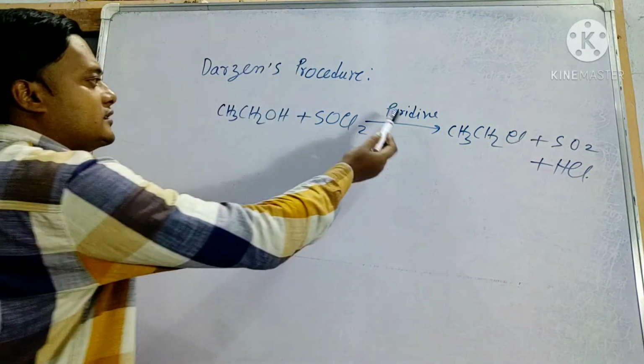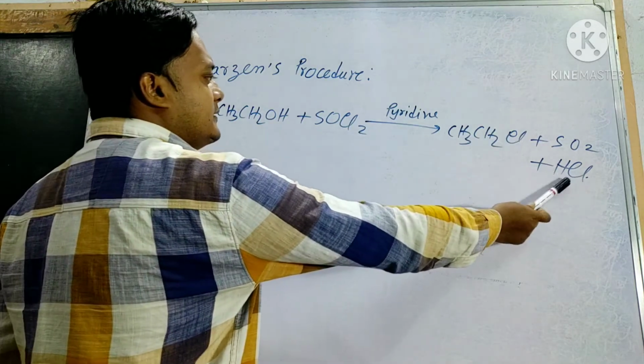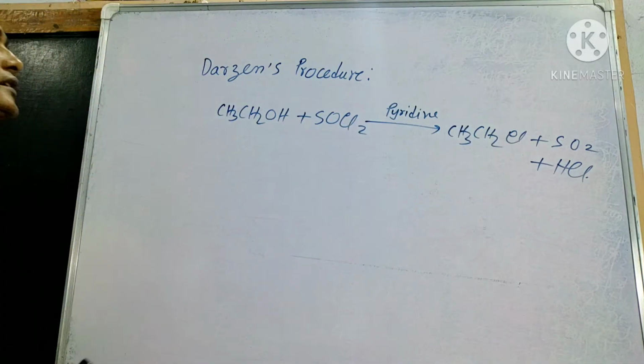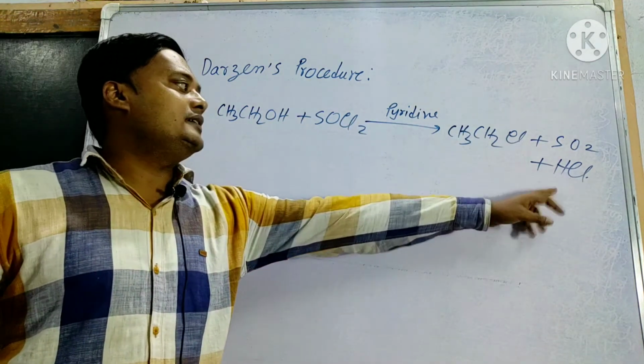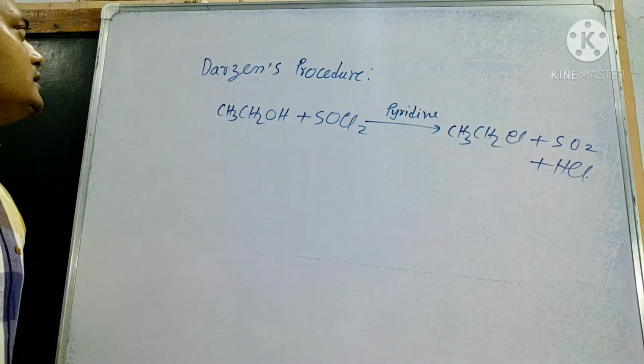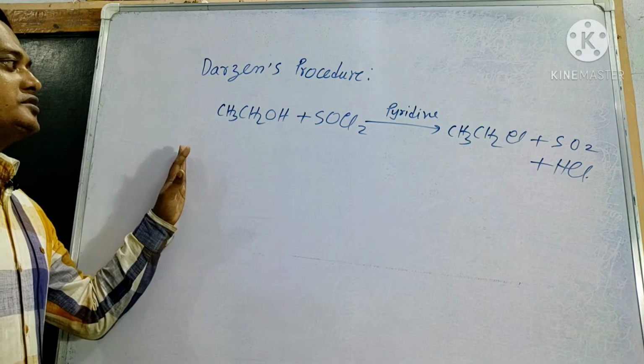Now what is the function of that pyridine? It will absorb that HCl. Okay, that is the function of pyridine. It will absorb that HCl. So that is Darzens procedure.